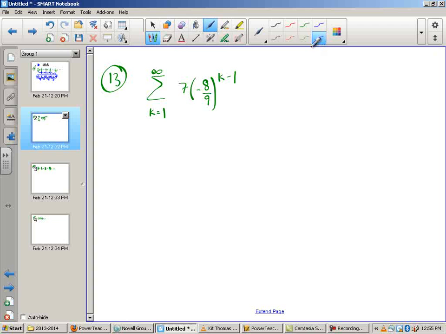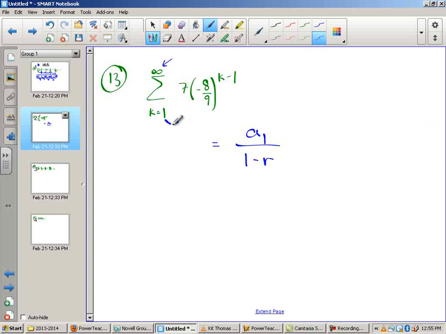Then we're going to look at number 13. There is a formula for a geometric series when we're adding it to infinity. When we're going from 1 to infinity, or from a number to infinity, this is an infinite geometric series. And the formula is that it will equal a sub 1 over 1 minus r.